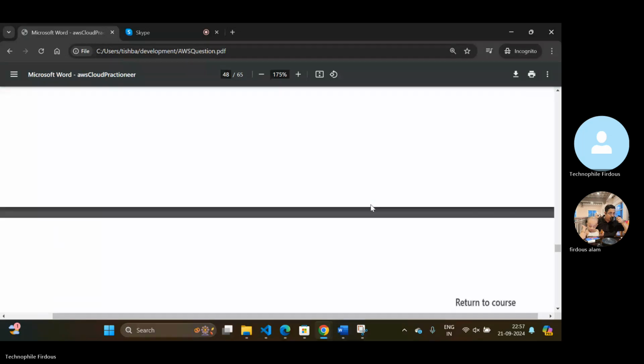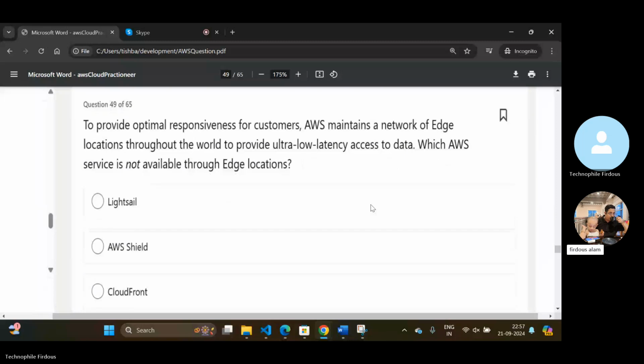Okay. Let's go to the next question. Question number 49. To provide optimum responsiveness for customers, AWS maintains network edge locations throughout the world to provide ultra low latency access to data. Which AWS service is not available through edge location? Okay, this is asking regarding the edge location. We have edge locations for different services. It's asking which AWS service is not available through edge location.